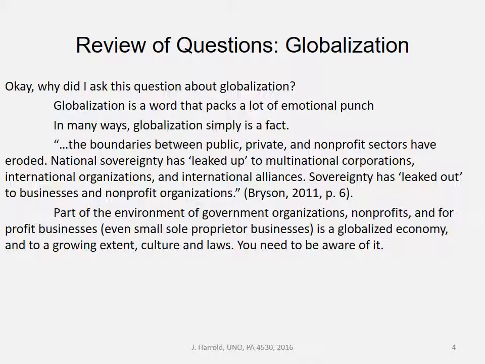And that applies whether you're in government, nonprofit, or a for-profit business, even a small sole proprietor business. You know, if you're a plumber, chances are that a lot of the supplies you use to repair somebody's pipes in their house were made in another country. That's a very real possibility. So it's something you need to be aware of as you strategically think, plan, and act.